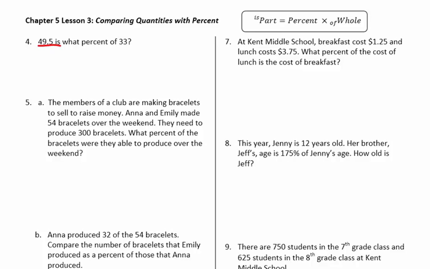The is, which is the part, is 49.5. The percent is not known. The of is the whole. So it would be 49.5, the part, equals the percent, which we don't know, times the whole. And we divide by the number with the x to get rid of it. And in this case, we end up getting 1.5.